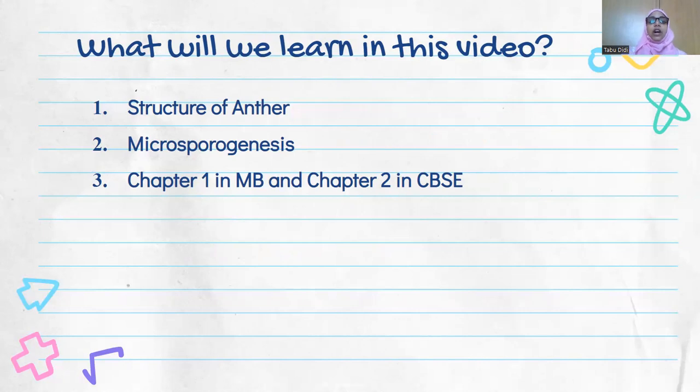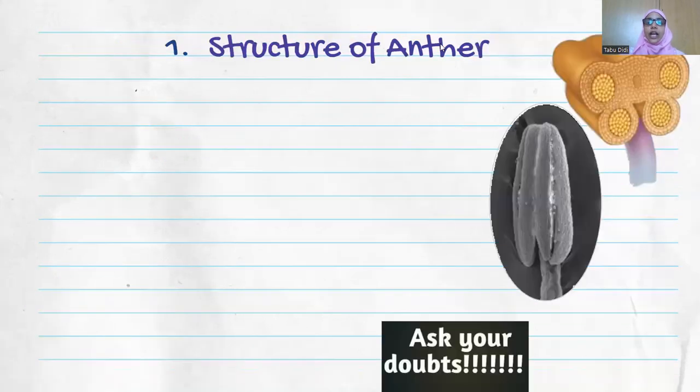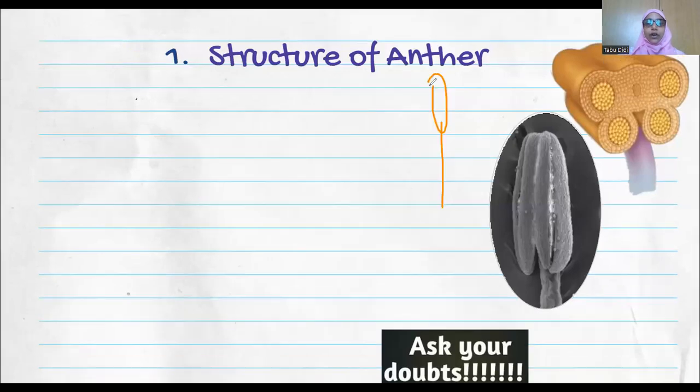In this video we are going to cover the male gamete, which we will study under the heading of microsporogenesis. Before that, we are going to quickly revise and see the structure of the anther in more detail. So let's begin with the structure of the anther. In the previous video, we covered the filament and the anther. The filament and the anther together are known as the stamen. The stamen is the male reproductive part of the flower, which is also known as the androecium.